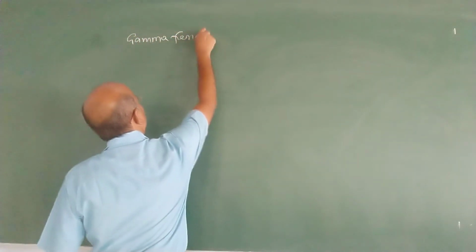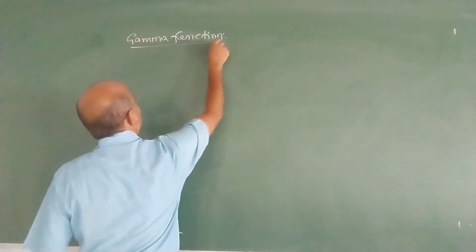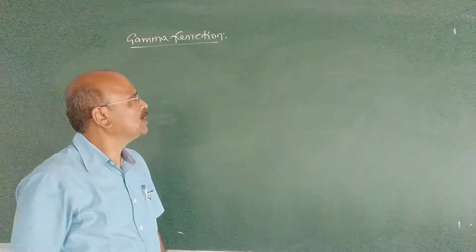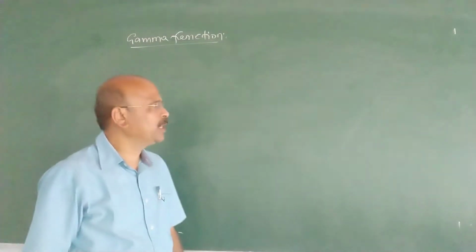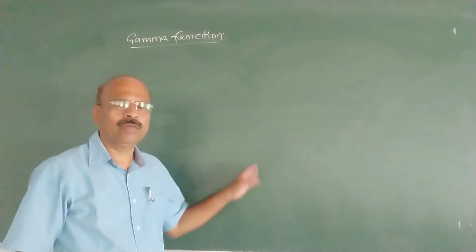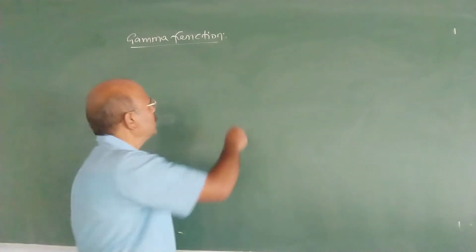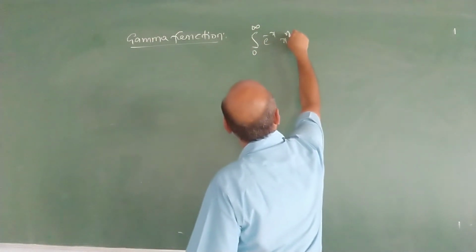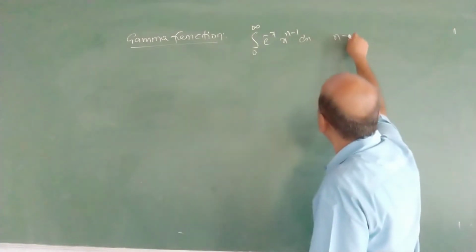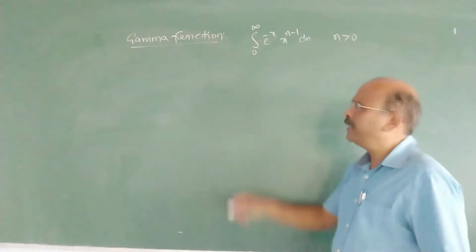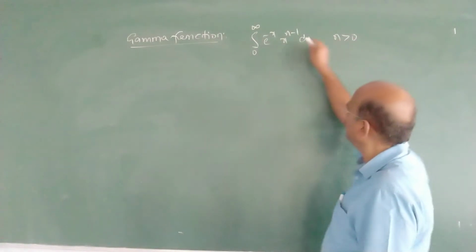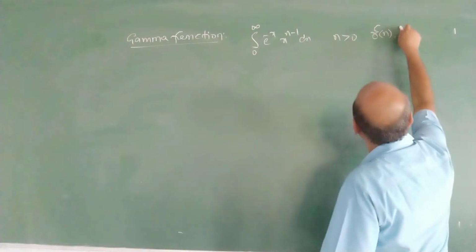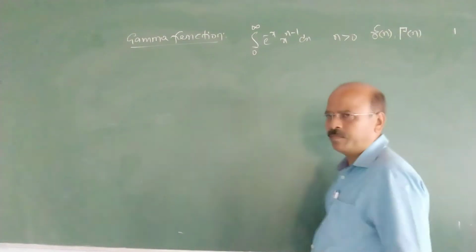Gamma function. As I explained, in mathematics most functions are defined in terms of two main improper integrals, beta and gamma functions. I had already given the definition of beta and gamma function. What is gamma function? 0 to infinity e raised to minus x, x raised to n minus 1 dx converges if n is greater than 0, and it is a function of n, denoted by gamma n or uppercase gamma n.